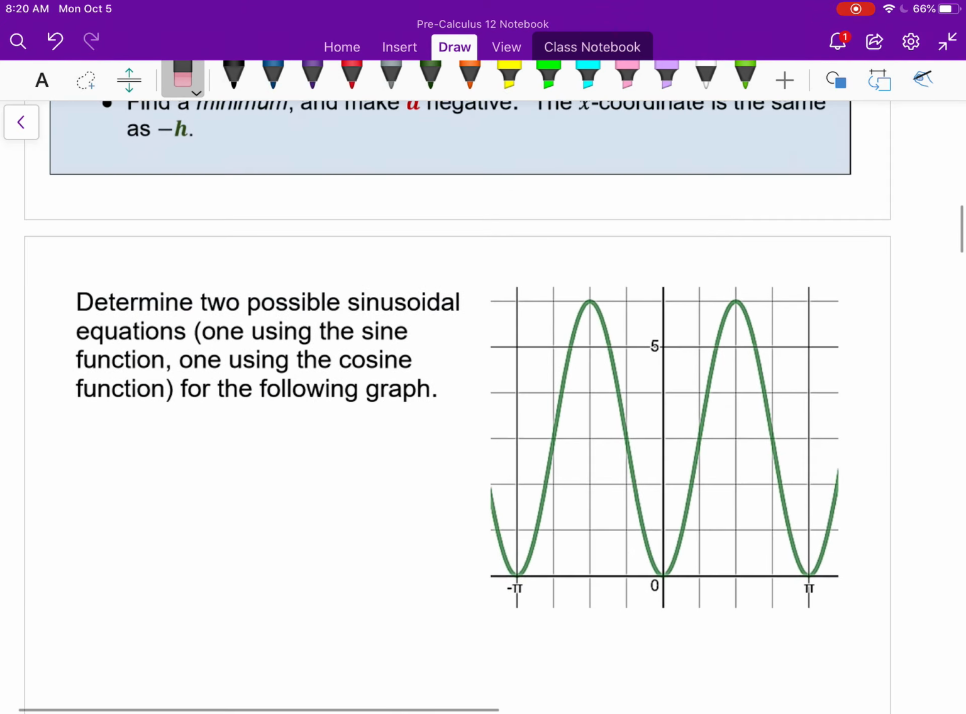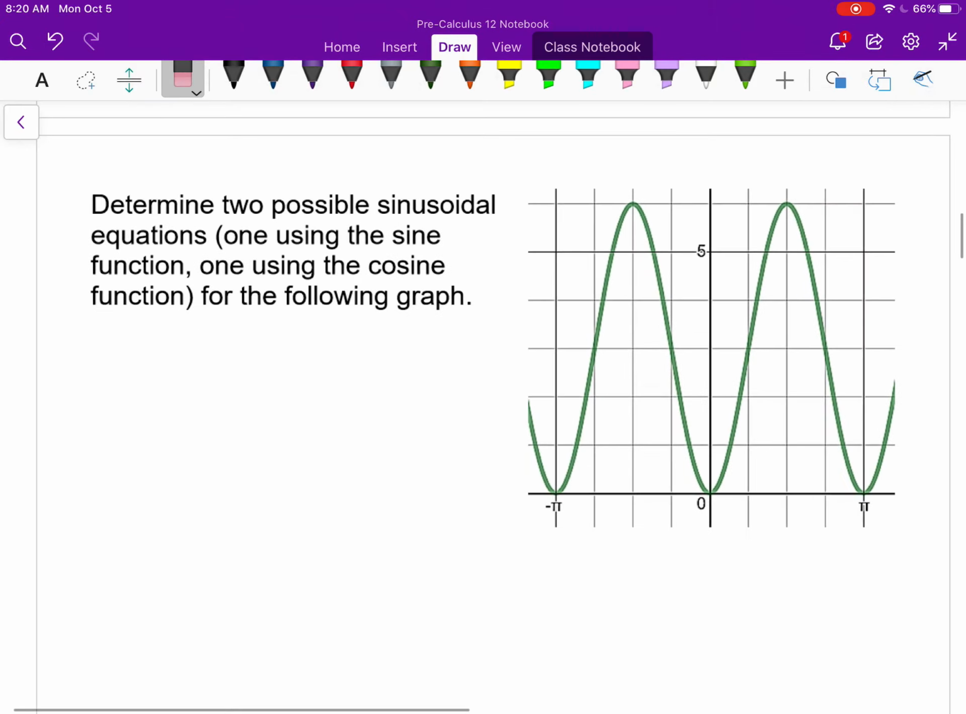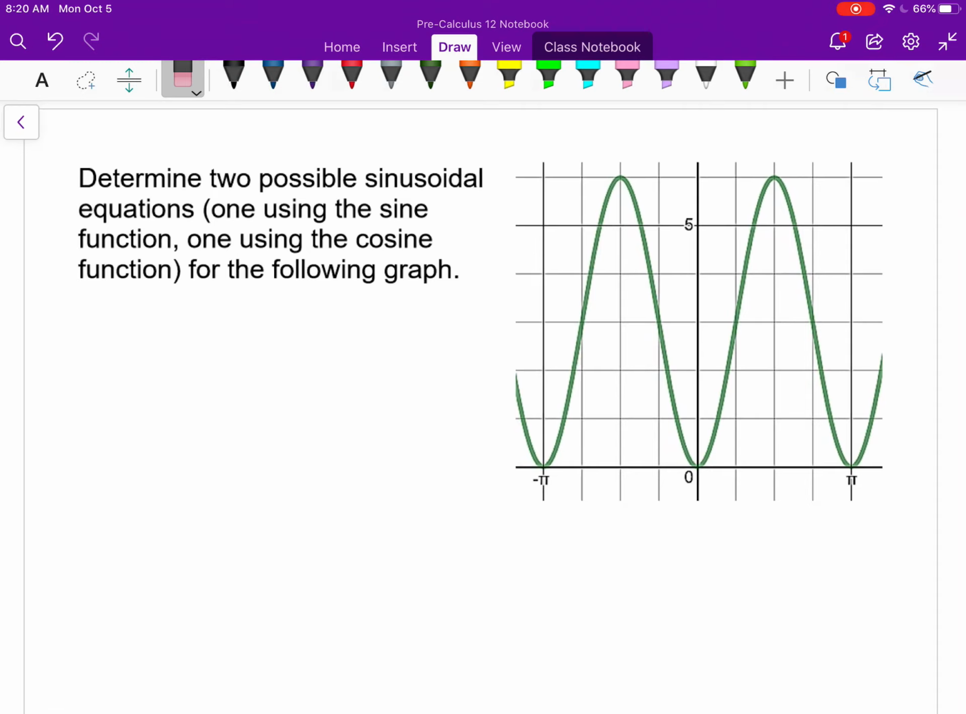All right, so let's look at this one right here. I want to come up with two possible sinusoidal functions, one with sine, one with cosine. In this case, one might be easier. That said, regardless of whether I'm using sine or cosine, the amplitude is going to be the same. The amplitude and the k value, I can tell quite quickly by just looking at the graph. For example, I can see the center line is right here.